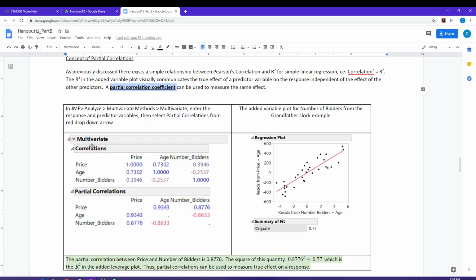So in JMP, when I'm selecting my correlations and I'm getting my scatterplot matrices, from the drop-down menu here, I can ask for the partial correlations. The partial correlations are correlations that have been adjusted for the other variables. So when I'm looking at the partial correlation between price and number of bidders here, it's 0.8776. That correlation has been adjusted for age because it's a partial correlation here.